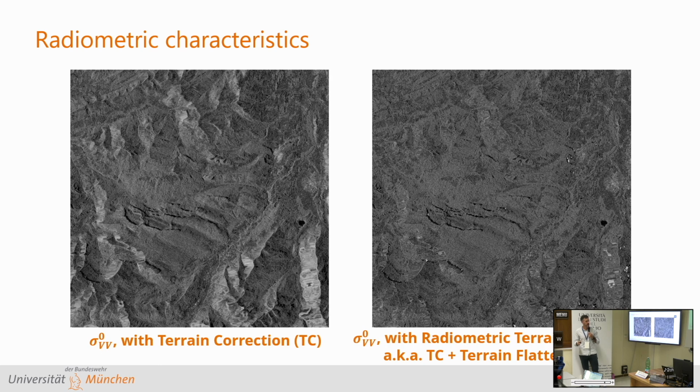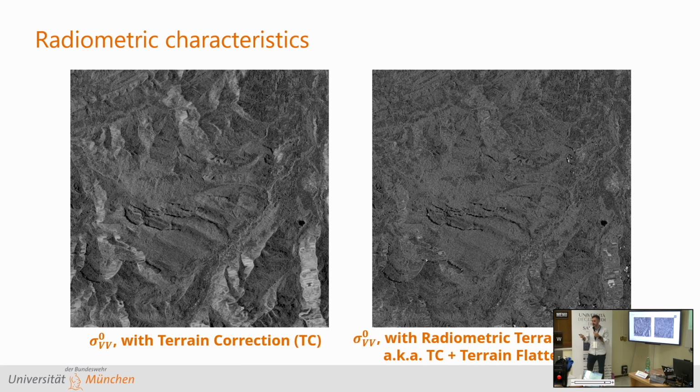Just to tell you what this thing was, this is a Sigma node. You have already seen it in the first part of the tutorial with terrain correction. Terrain correction is geocoding. We simply place pixels in the right place. So keep this in mind. The one on the right is, of course, terrain corrected. So we apply the same operation, but on top we apply terrain flattening.